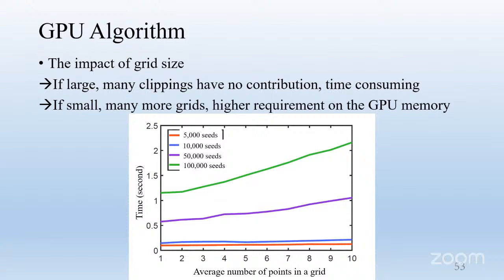In this figure, we test our method on different grid sizes and plot the time costs. We can see that our method with a smaller grid size costs less time. However, if the grid size is too small, we will need many more grids, which is a burden for the GPU memory.